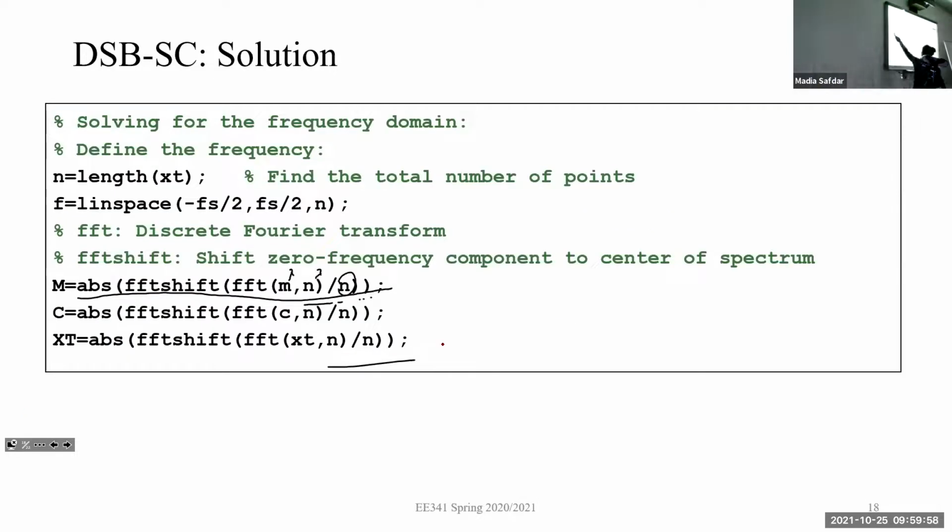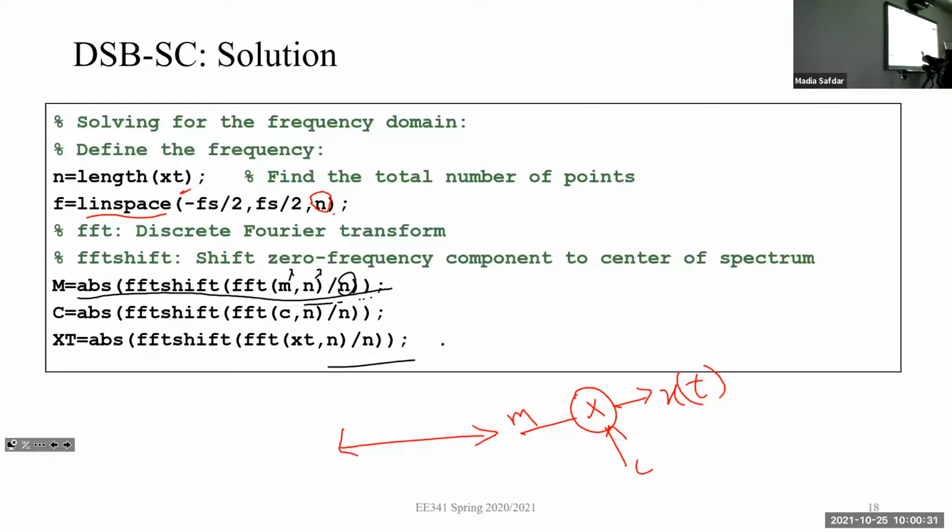We will solve for frequency. First of all, we will define the length. What is x of t? X of t is our modulated signal, m multiplied with c. Then linspace. What does this do? It will equally distribute the axis across the number of sample points, x2 minus x1 divided by n minus 1. Then frequency domain Fourier transform. Then fftshift. This will shift across 0.